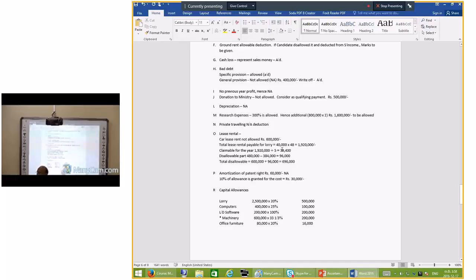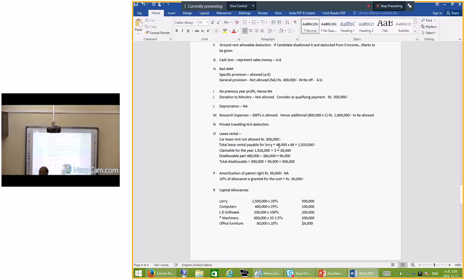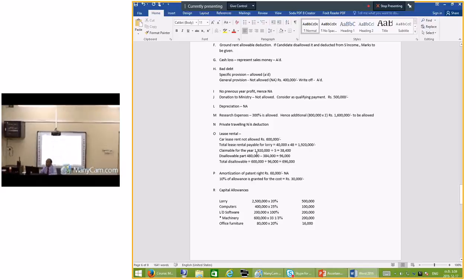See the total lease is 1.9 million. The claim for the year is 34,000, and the disallowable part is 96,000. Right? In that way we have to adjust. Total 1.9 million, 38,000, disallowed 408,000. This is the adjustment we have to make for lease rental: we disallow the excess over the limit.